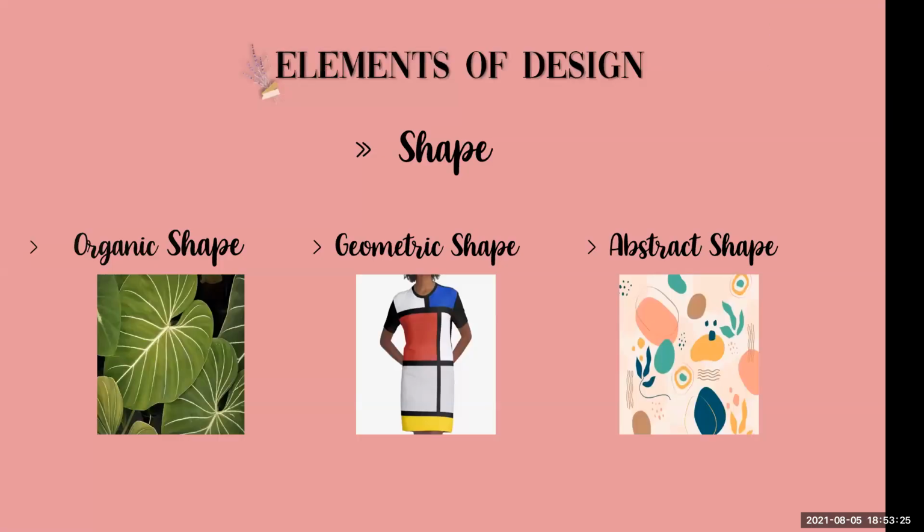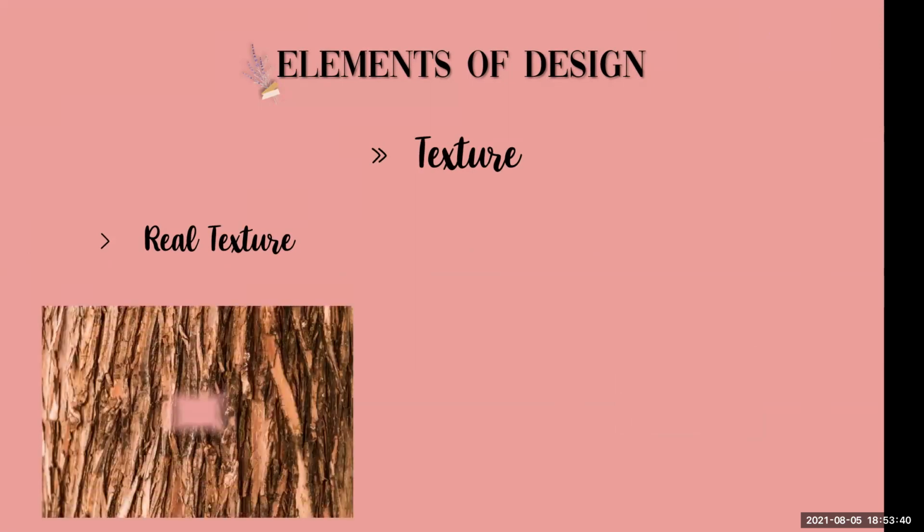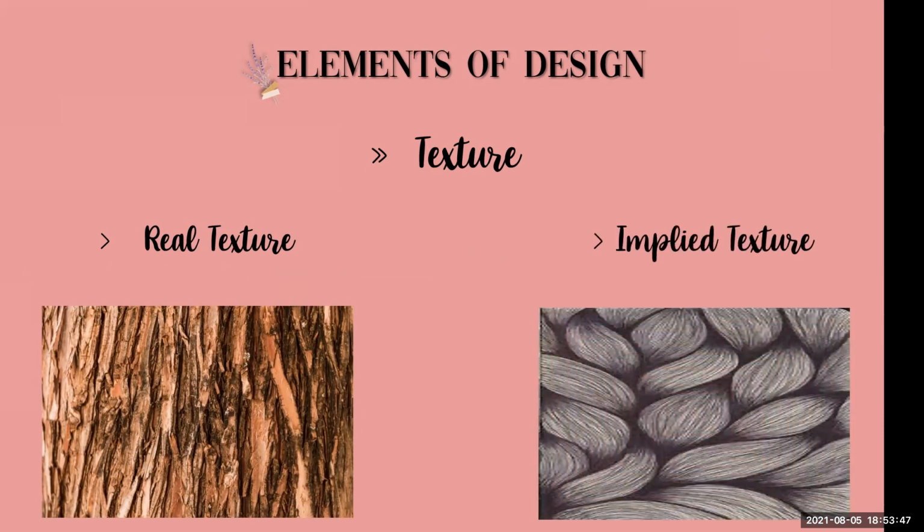And the next one is texture. Texture is the thing that we feel when we touch something. There are two types of texture. That is real texture. Real texture is the actual texture, a real one which we can feel. And this is the bark of a tree. The next one is implied texture. It is not a real one. It is a visual representation of texture. As we can see here, we feel a texture, but it is not real. It is just a drawing.